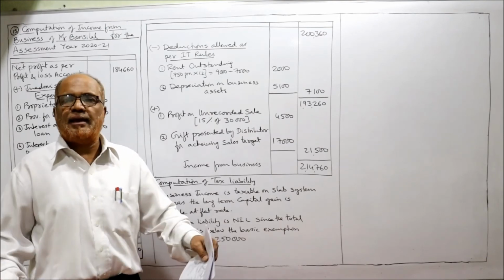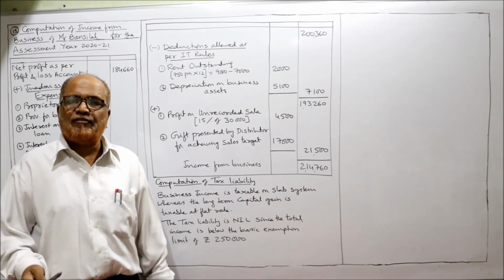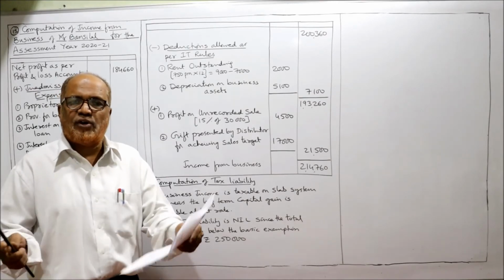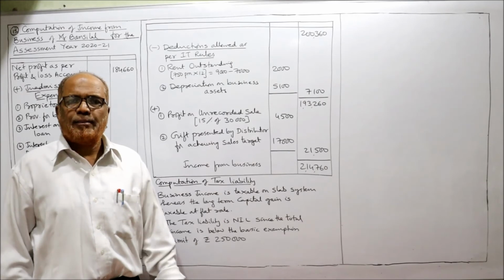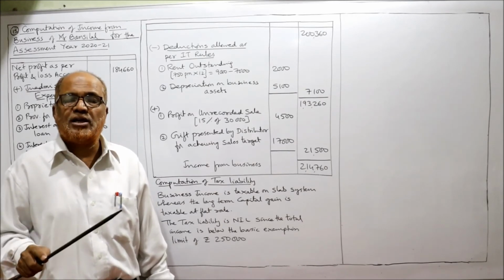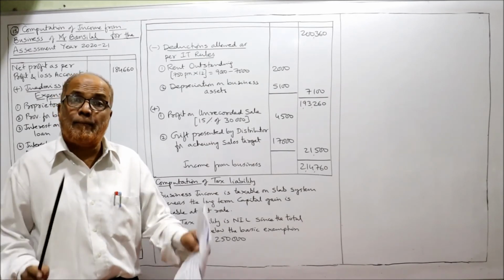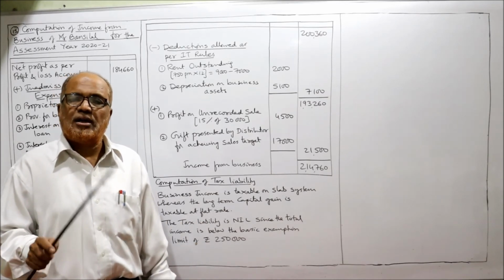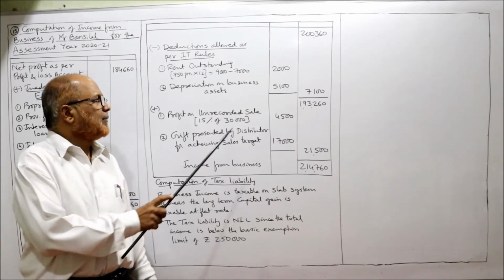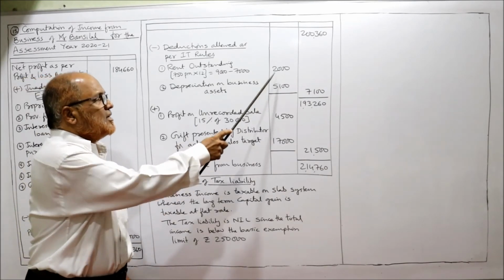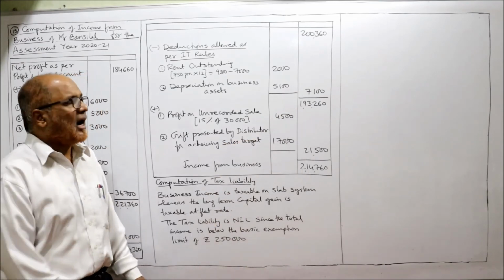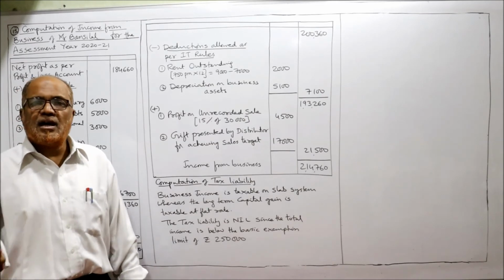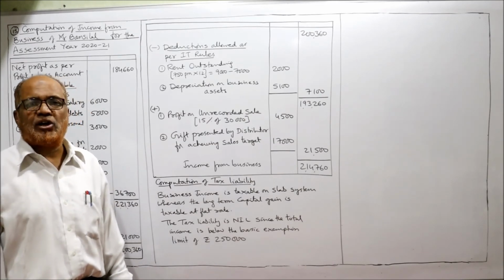Similarly, depreciation on business assets. SSC is not claiming two expenditures, telephone charges and depreciation. Income Tax Act says telephone charges, if you are not claiming, ignore it. But depreciation is obligatory, it is compulsory, it is mandatory, whether SSC likes it or not, depreciation deduction will be given. So depreciation on business assets, 7,100 deduct. After deducting, 1,93,260.